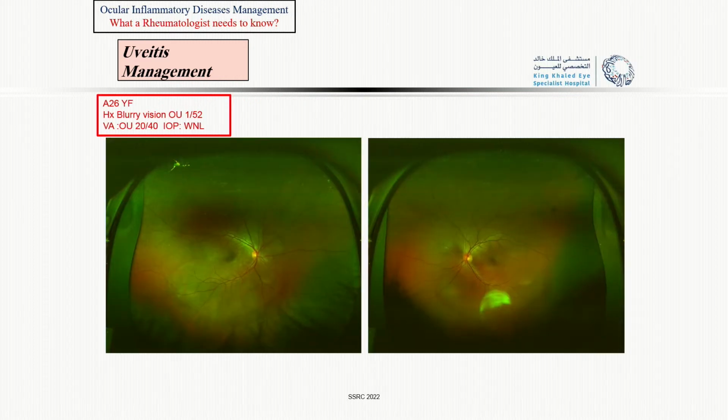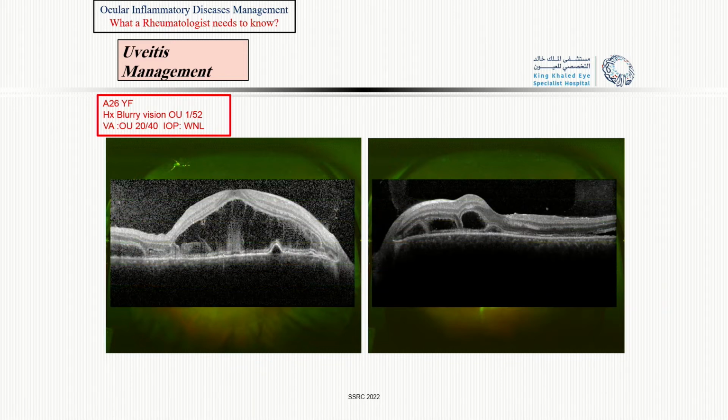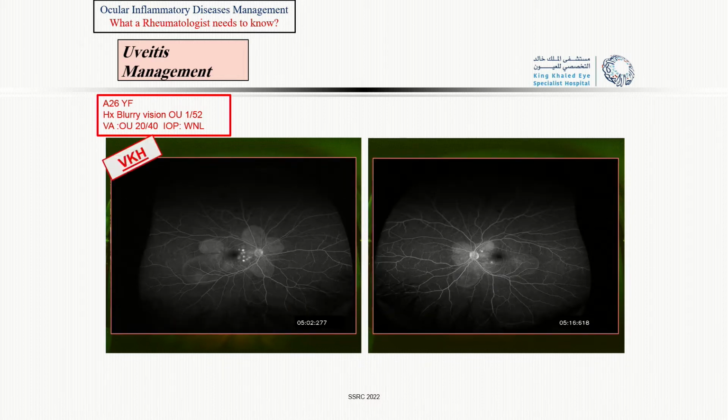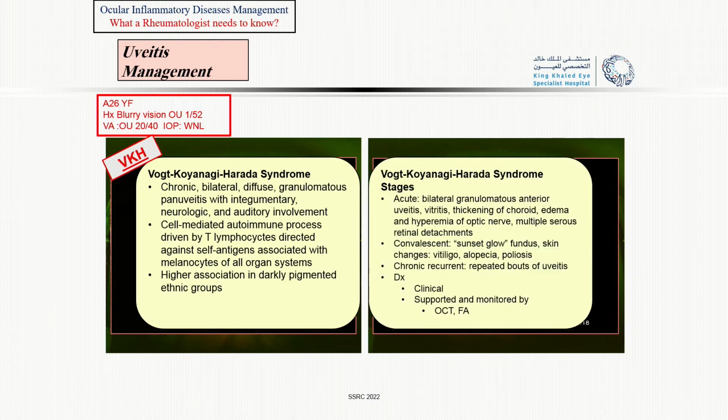This is another patient, using the wide field and looking for the subretinal fluid that could easily be seen by the ophthalmologist. Looking at the OCT again, you can easily see the retinal detachment, the subretinal fibrin deposit, and signs of inflammation. Fluorescein angiography can easily show it, and this is a brief on how you can stage the disease.